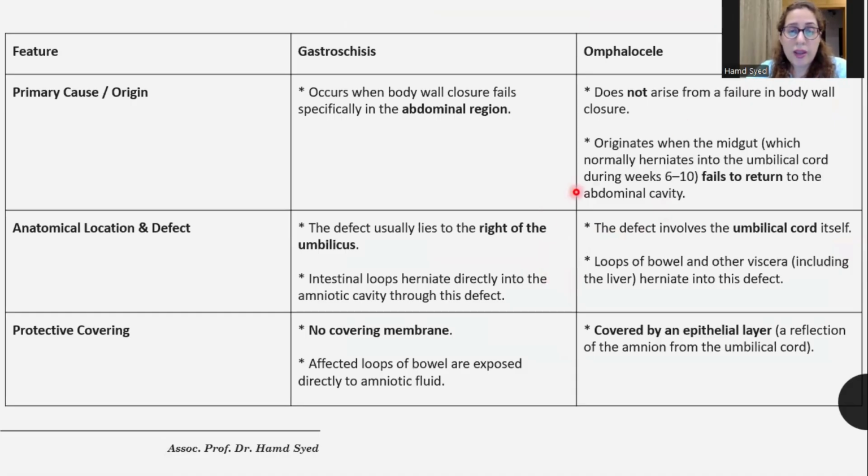If we look at the defect, we saw that in case of gastroschisis, there is a defect to the right side of the umbilicus, but in case of omphalocele, the defect is actually the umbilical cord itself, through which the loops of bowel and other viscera have herniated. And as I showed you, in case of gastroschisis, amnion is not covering the affected loops of bowel, so they're exposed to the harmful effects of the amniotic fluid, whereas in case of omphalocele, it is covered by the amnion.